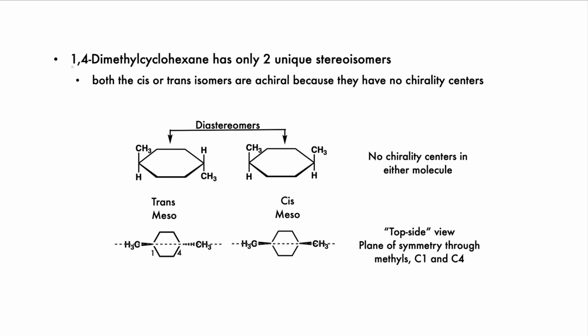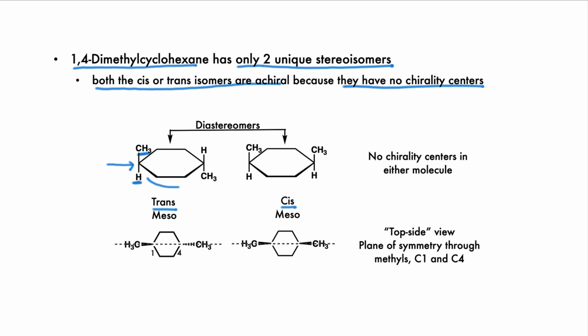Finally, let's look at 1,4-dimethylcyclohexane. It has only two unique stereoisomers, the cis and the trans molecules. Each of these compounds is achiral. Neither compound has any chirality centers. If you look at this carbon, you see it has a methyl and a hydrogen.